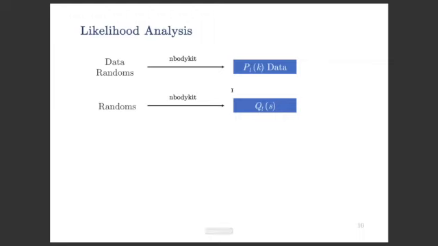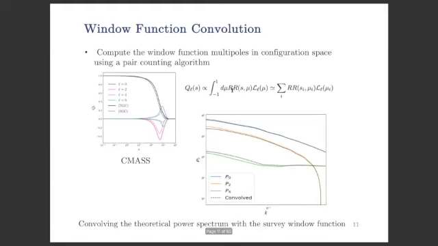And second, we need to account for the effect of the survey geometry when we compare our theory model to the measured power spectrum. To do this, we compute the window function multipoles in configuration space using a pair counting algorithm implemented in nbodykit. And as you see here, these are the resulting multipoles of the BOSS CMASS NGC samples. And on the right, the effect of the convolution is shown here.